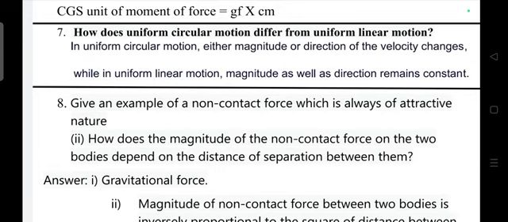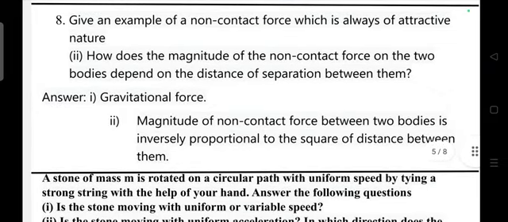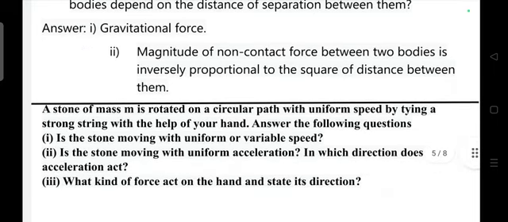In uniform circular motion, either the magnitude or the direction of velocity changes, while in uniform linear motion, both magnitude and direction remain constant. Give an example of a non-contact force. An example of a non-contact force is gravitational force. Next, how does the magnitude of a non-contact force on two bodies depend on the distance of separation between them? The magnitude of a non-contact force between two bodies is inversely proportional to the square of the distance between them.